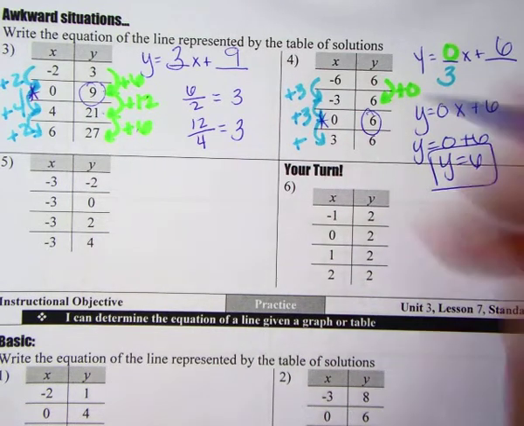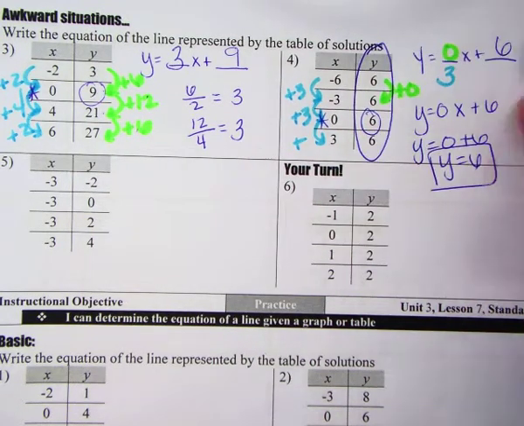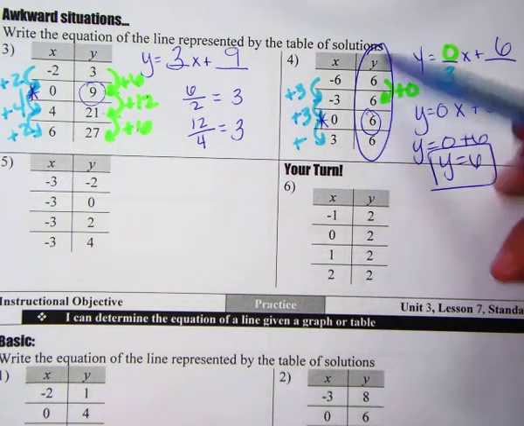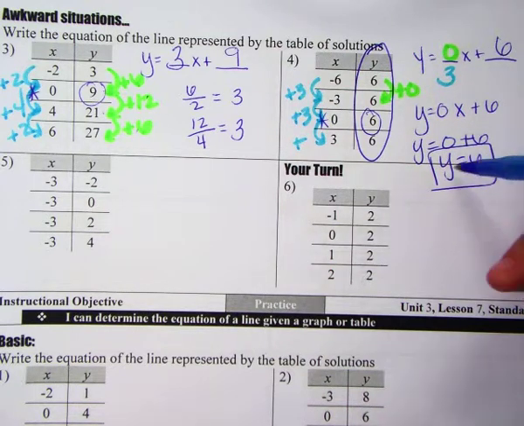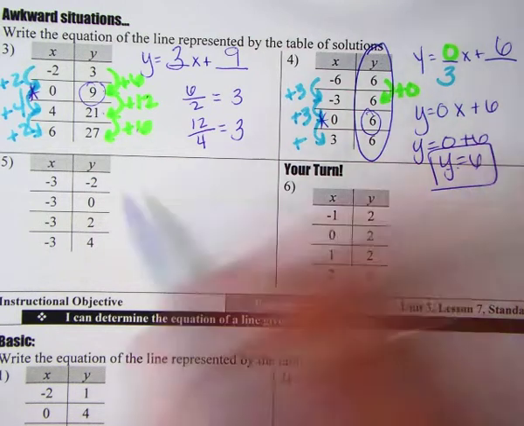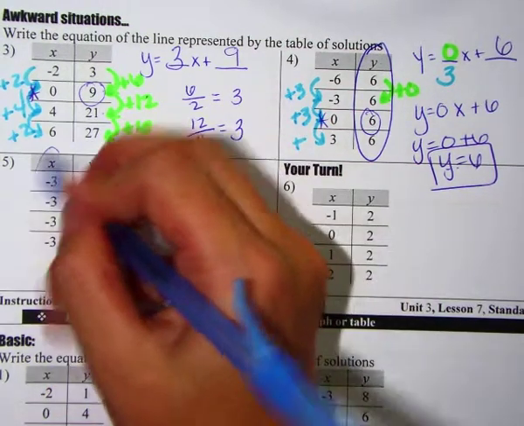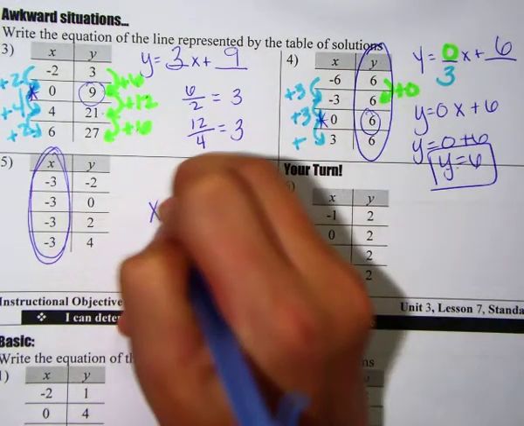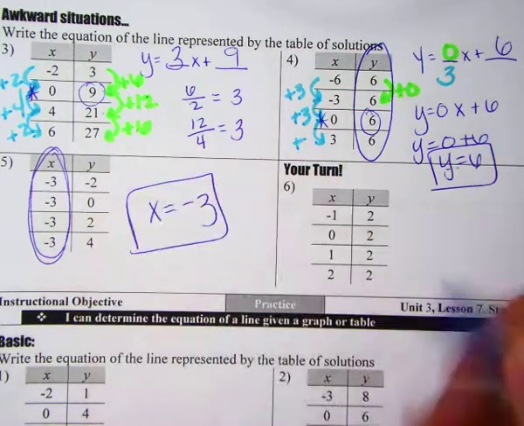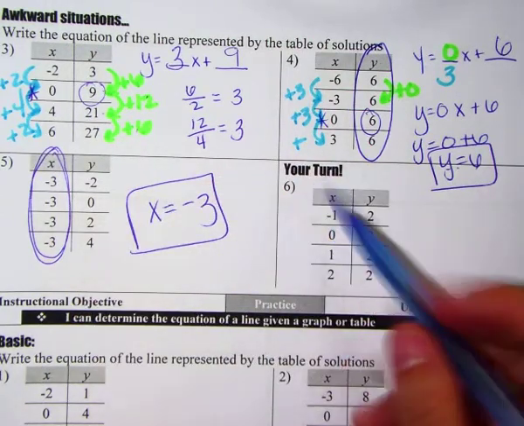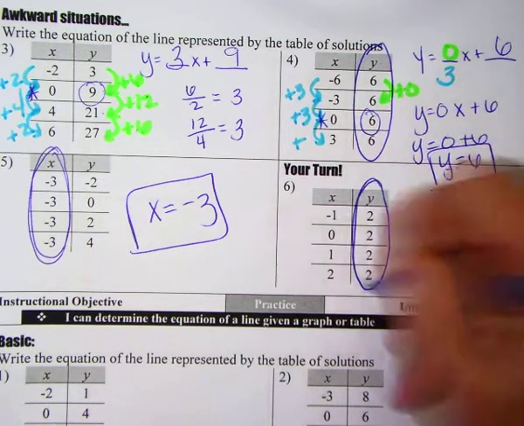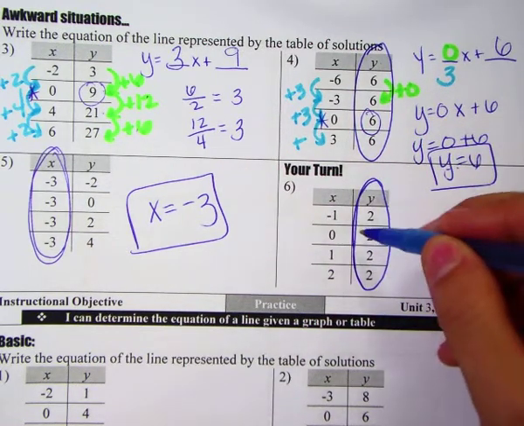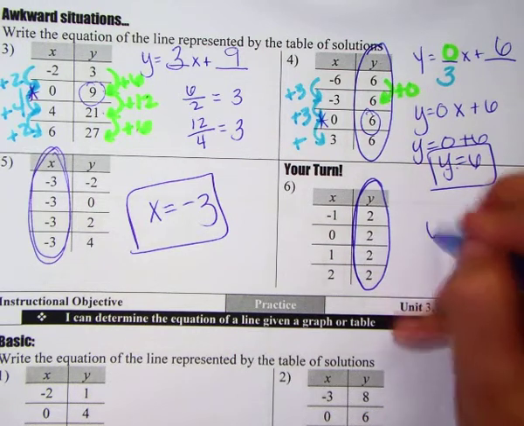Which actually makes sense, because in this graph, what this says is y is always 6, no matter what the x value is. The x value is changing, but y is always 6. That's what this equation says. If you look at number 5, it's the same idea. Look at the table and you see the x value is always negative 3. x equals negative 3. It's that simple. Number 6, you look at the table and it says the y value is always 2. Doesn't matter what the x value is, y is always 2.